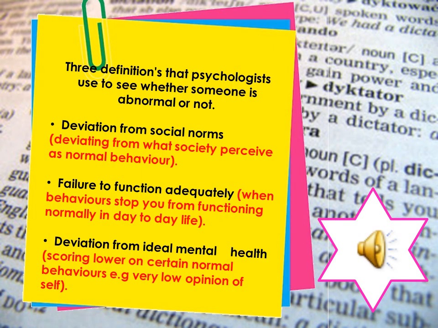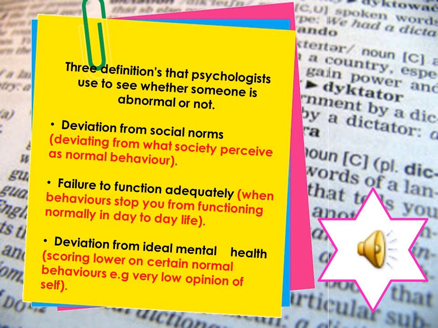So with abnormality being so difficult to define, it would only really make sense that there are a few different definitions within psychology that we do look at. So three of the definitions of abnormality that we do look at are deviation from social norms, failure to function adequately, and deviation from ideal mental health. Now these kind of are explained in the names really.